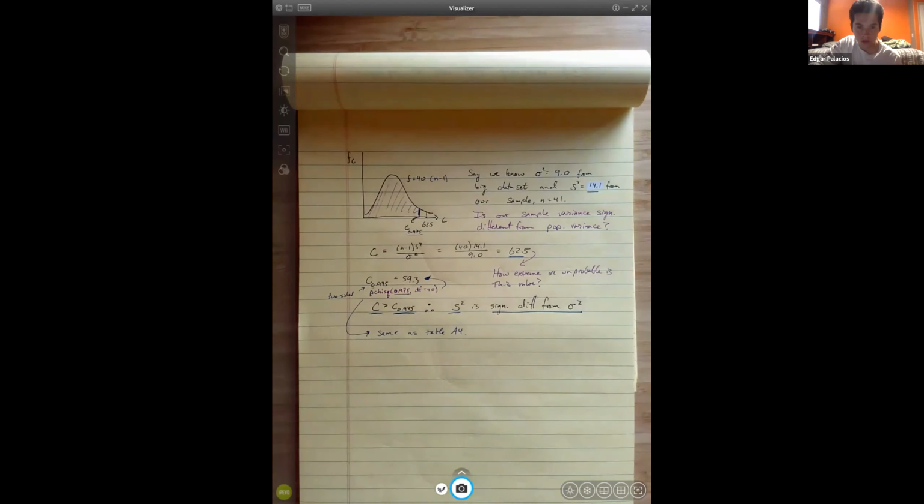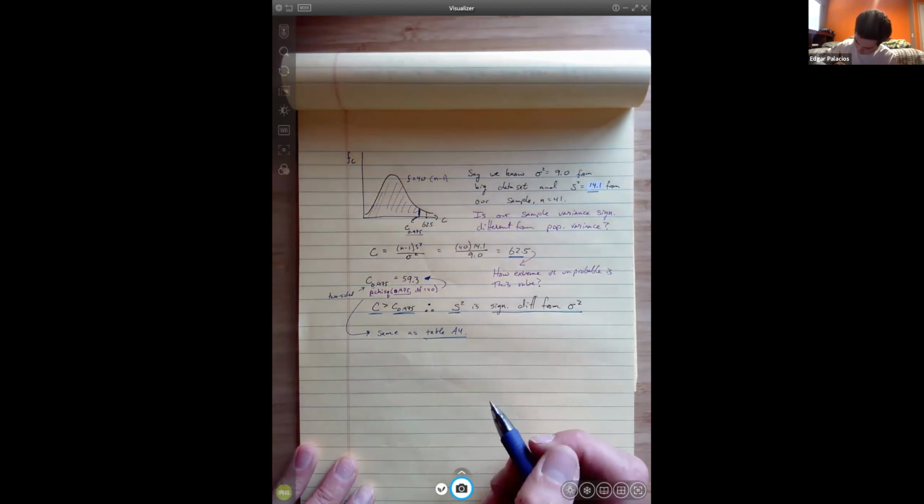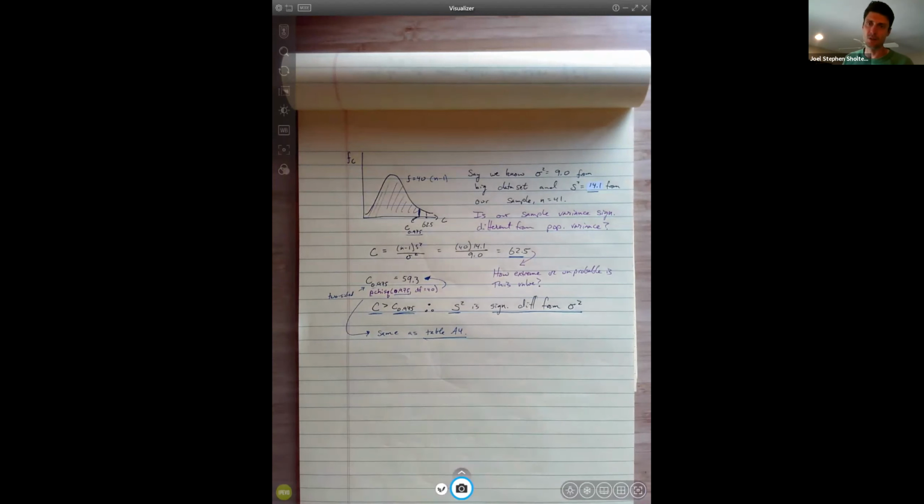Hey Joel, what was the table we got that C value for the 97% confidence? What's the table? Yeah, table A4 for the chi-square distribution. Okay. And then for the T distribution, it's table A3.